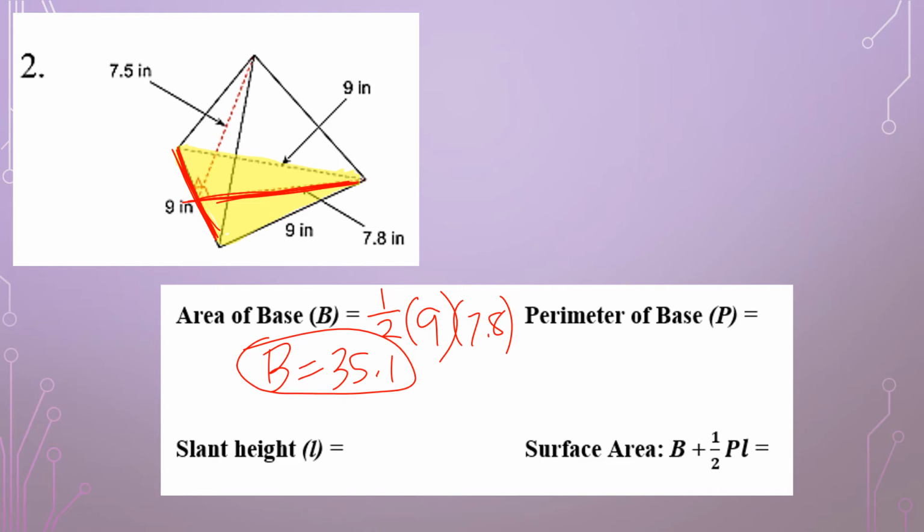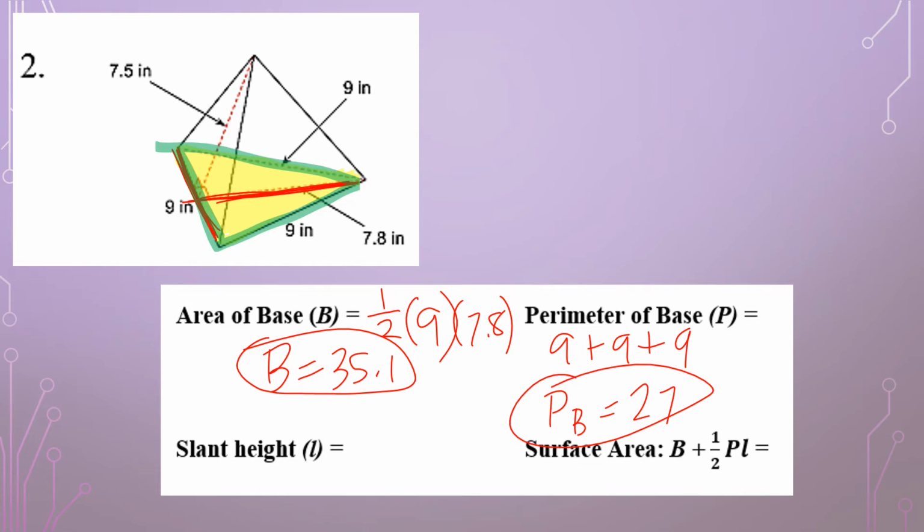The perimeter of the base. Because this is a regular polygon, we are using those sides. So 9 plus 9 plus 9 to get our perimeter, and we get the perimeter of the base is 27. The slant height, they also give us. I'm going to highlight that in blue here. We don't need to figure out the actual height of this pyramid. We just need to find the slant height because we're just doing the surface area. So the slant height is 7.5.